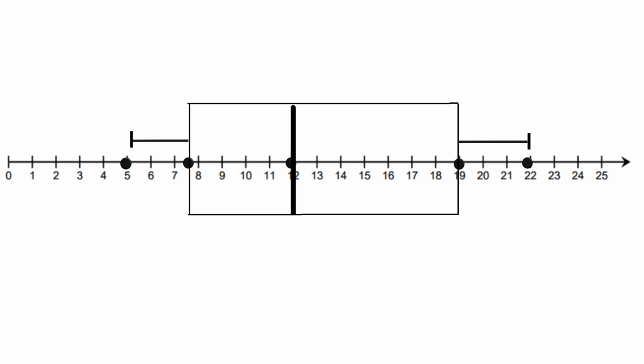Now comes the most important part. Understanding the data. The box shows where most values lie. The median shows the center. The spread tells us variability. For example, if one side is longer, the data is skewed.